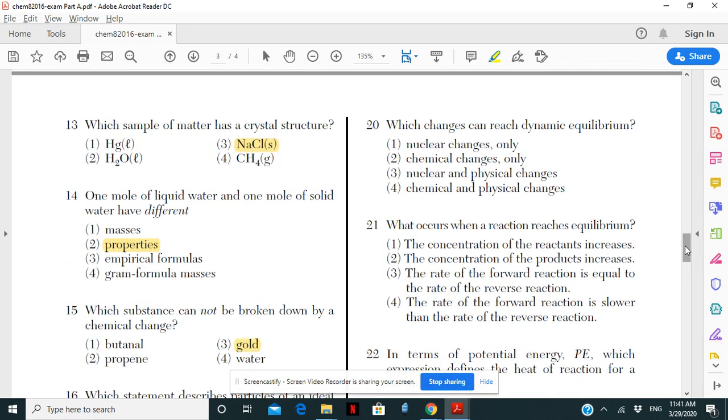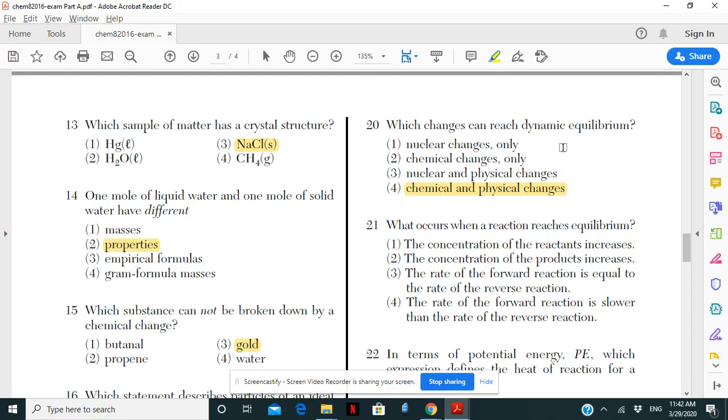Question number 20. Which change can reach dynamic equilibrium? Nuclear change only? No. Chemical change only? No. Nuclear and physical change? No. Chemical and physical change. So the answer in that case is going to be chemical and physical change. And that's going to make us remember what's affecting the equilibrium. If you remember, when I add or remove, that's going to shift the equilibrium. So that's one of the factors affecting the equilibrium.